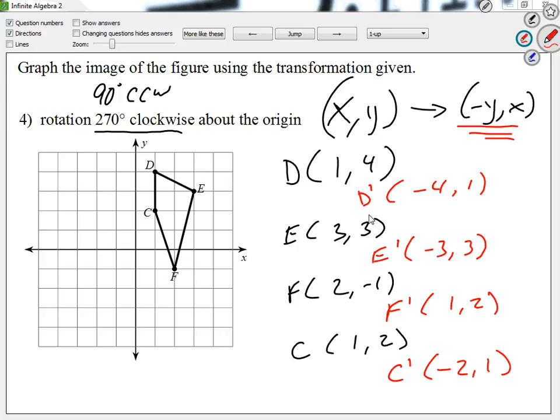All right, let's plug the points in. Give me 5, 1, 2, and negative 2, 1. And it does look like I rotated the picture 90 counterclockwise, or 270 clockwise, however you guys want to call it.